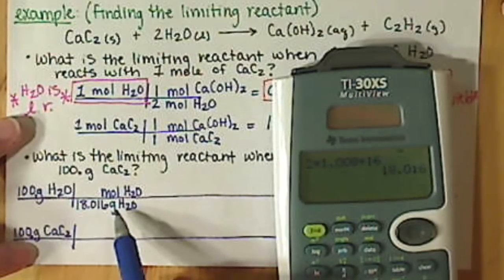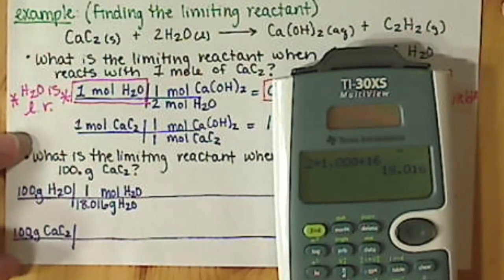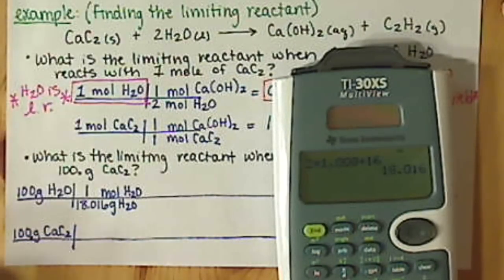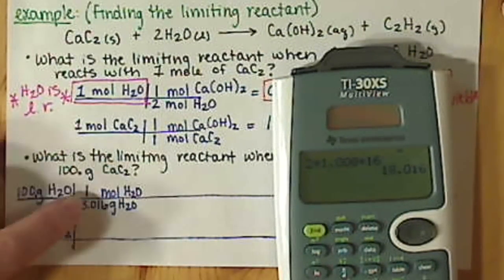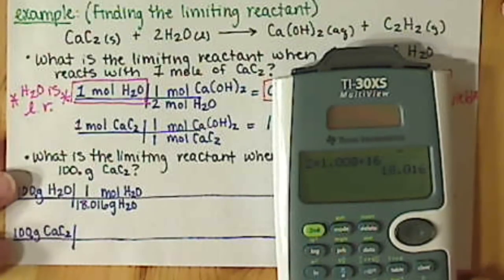Now remember, when we do molar mass, that is always per 1 mole. It has nothing to do with our coefficients up there. Molar mass is the mass of 1 mole. So our 1 always goes with our molar mass.